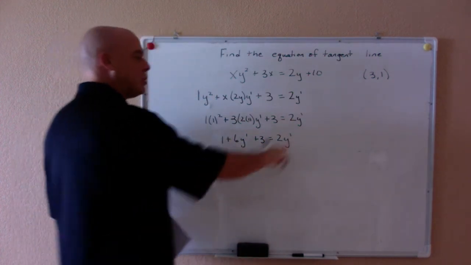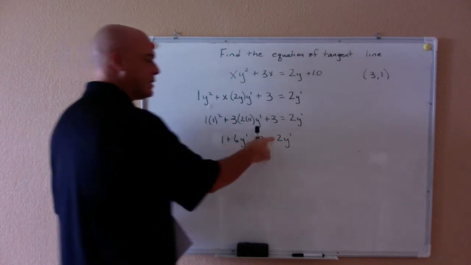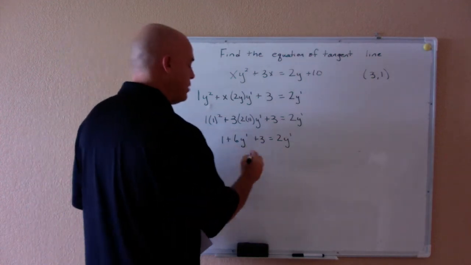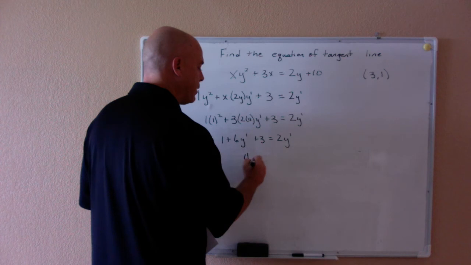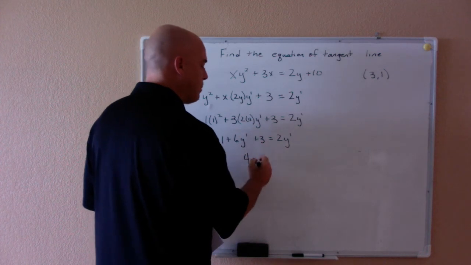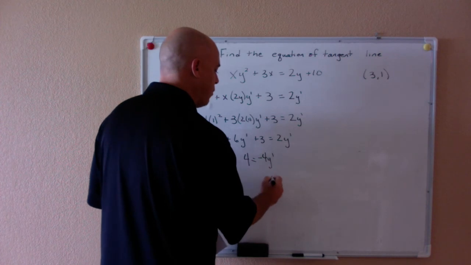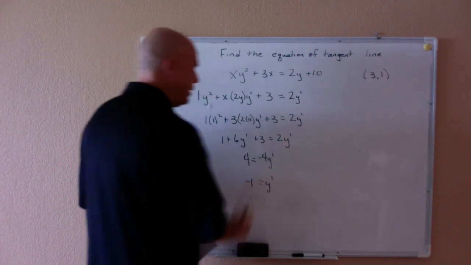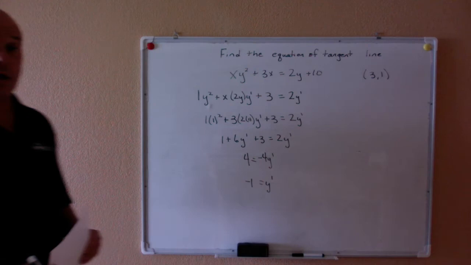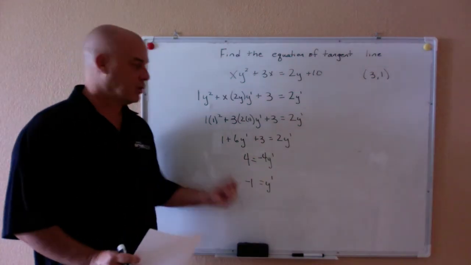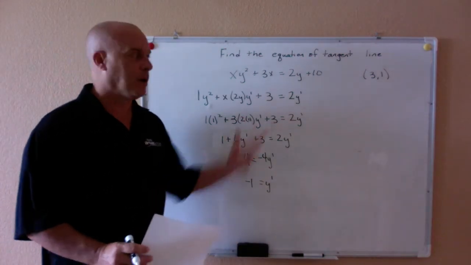I'm going to collect my terms that have a y prime, so I'm going to subtract 6y prime from both sides. I'm going to combine the 1 plus 3 is 4. 2y prime minus 6y prime is negative 4y prime. And I find that y prime is equal to negative 1. It was a lot easier than going through and trying to solve that for y prime and then plug in the x and y values.